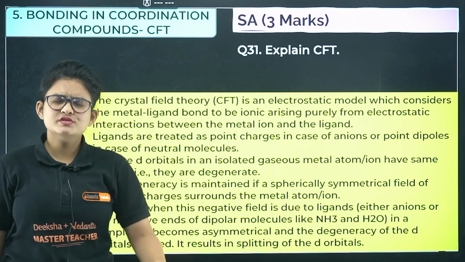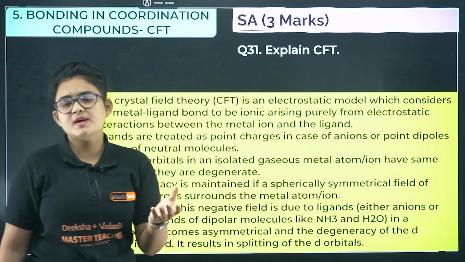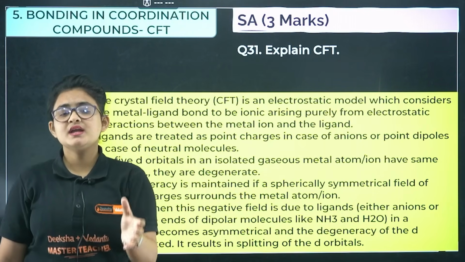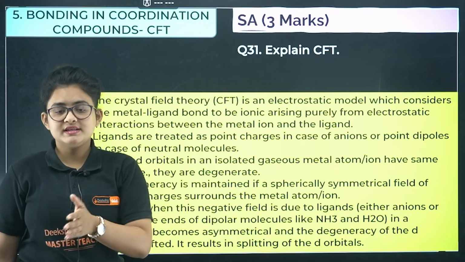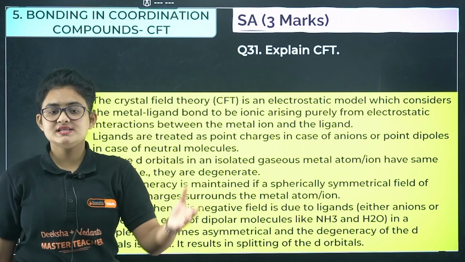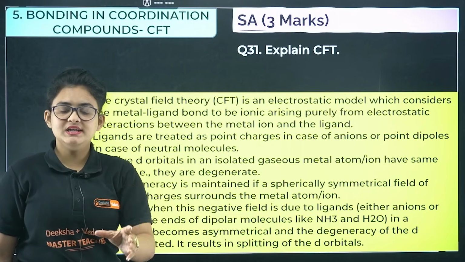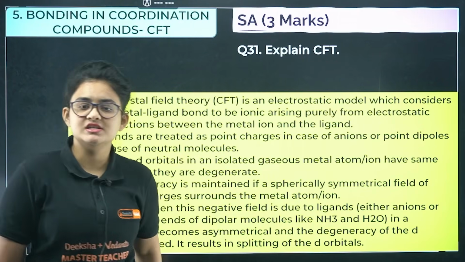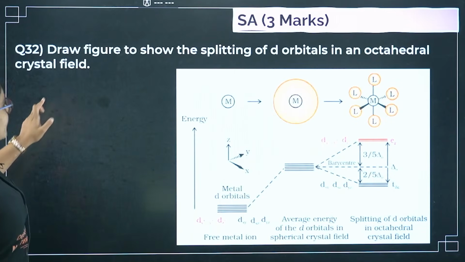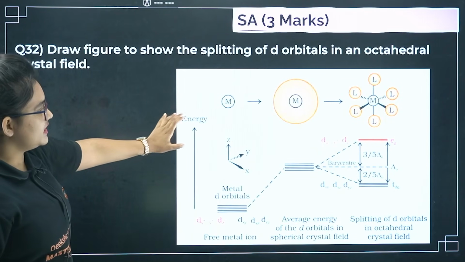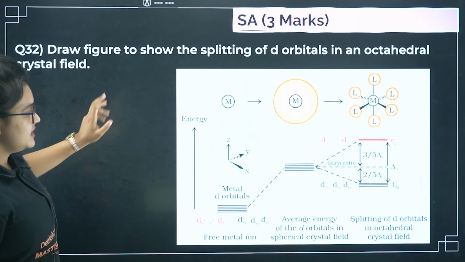But if you are using a very weak field ligand like F minus, Cl minus, then pairing energy will be more than that of the splitting energy. In those cases, pairing will take place in T2g only after it jumps to Eg. That's it. Let's proceed. This is the figure for the octahedral splitting. You can see.